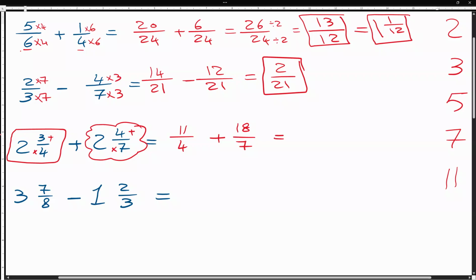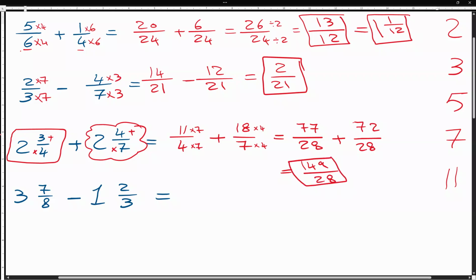Now from here, this is a straightforward step because this is 4 and 7. Multiply this by 7. Multiply that by 7. Multiply this by 4. Multiply this by 4. 4 times 7 is? Yes, it's 28. 11 times 7 is 77. Plus, this is still 28. 18 times 4 will be 72. Now, all you need to do is to add them, which will be 149 divided by 28, and you cannot simplify it anymore.